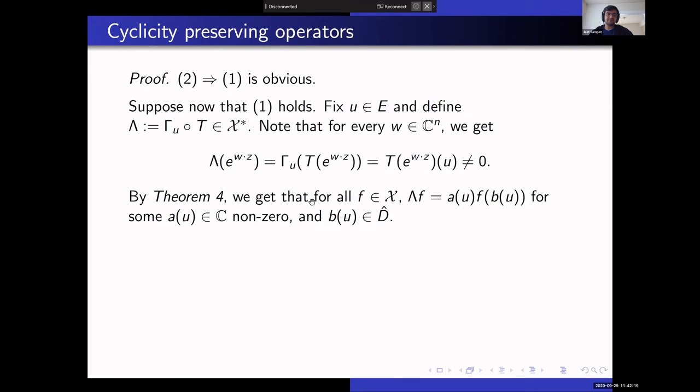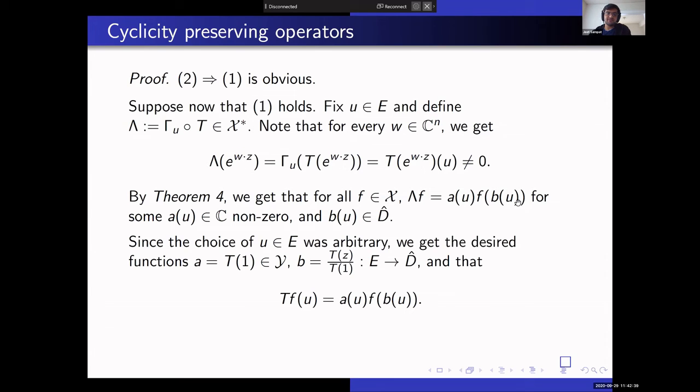So then by the previous theorem, for each f, the following relation holds true for some a, u, and c, which is non-zero, and some point b, u, which is inside of the maximal domain. And since the choice of u was arbitrary, we get the desired functions a and b, and that T of f is this weighted composition operator. So the main part of the theorem was proving the general fact about the linear functionals, and everything else kind of follows. Okay, so that's great, I guess.